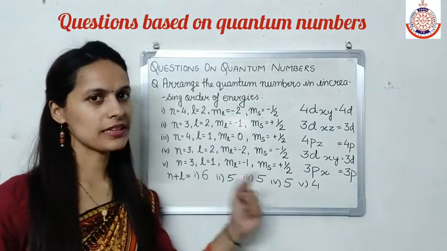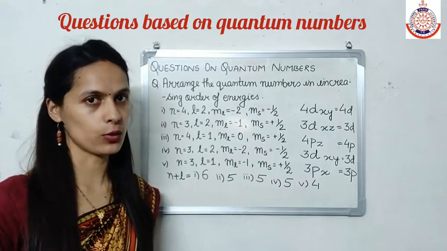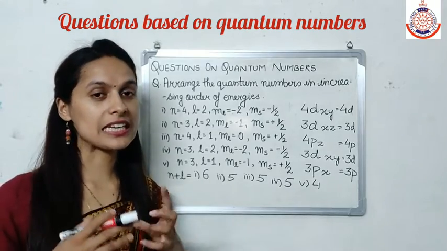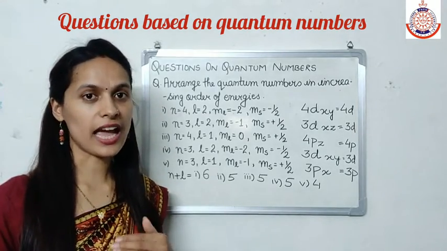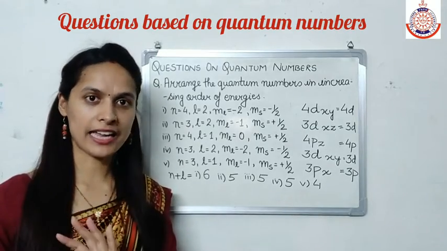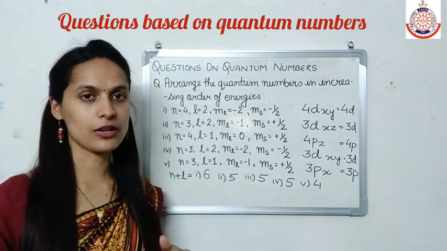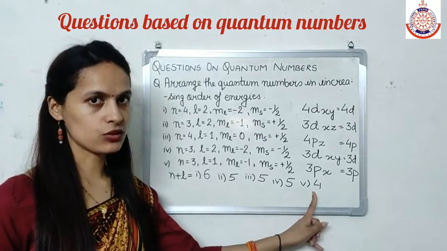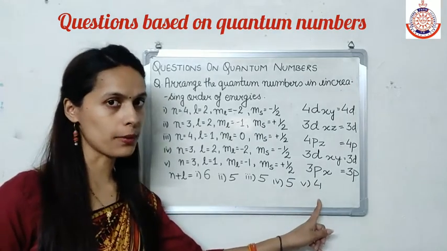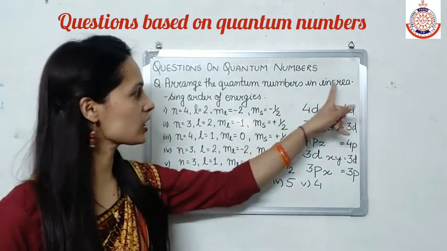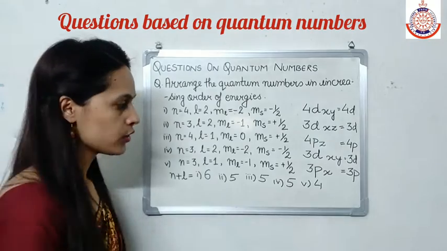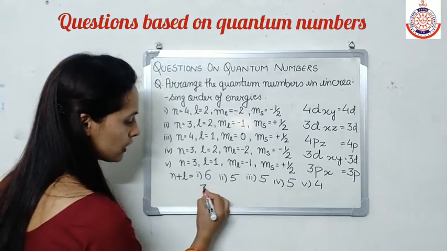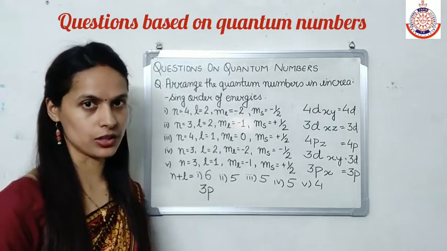Now on the basis of n plus L value, we'll arrange these orbitals, because we know that according to the n plus L rule, the orbital having higher n plus L value will have higher energy, and the orbital having lower n plus L value will have lower energy. Out of these orbitals, this one has the lowest number, that is 4. So the orbital belonging to 4 has the lowest energy, because we have to arrange in increasing order, from low to high. So first the lowest energy is of the 5th orbital, and the 5th orbital is 3p. So 3p has the minimum energy.